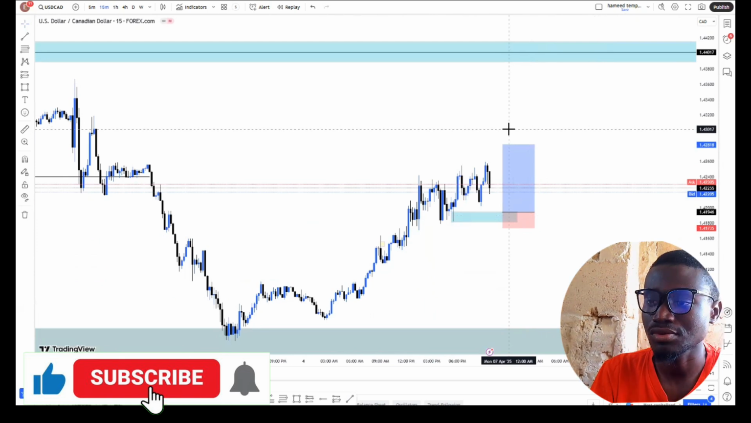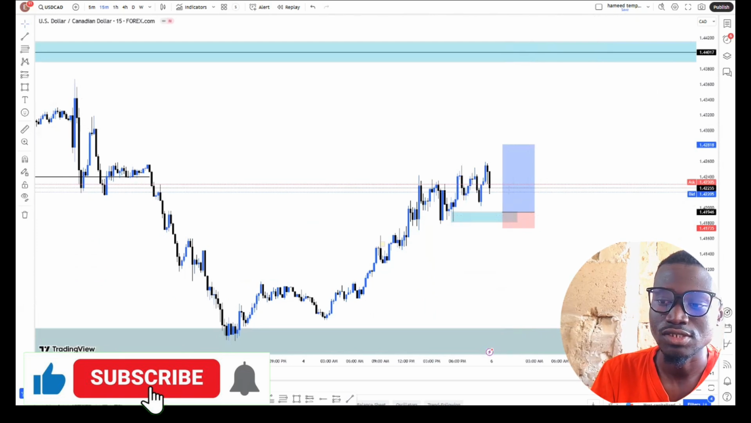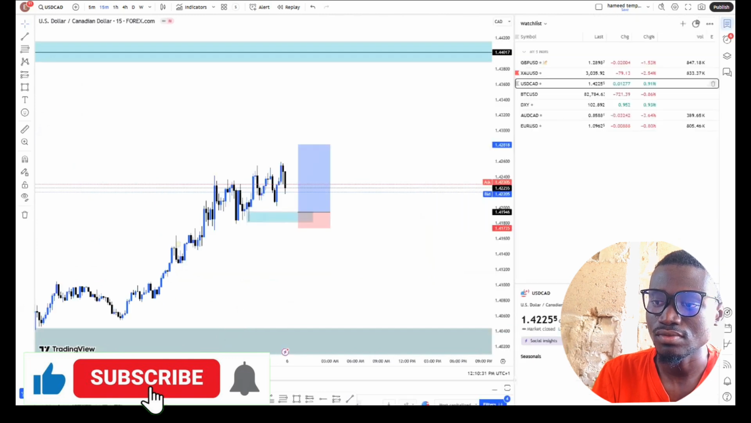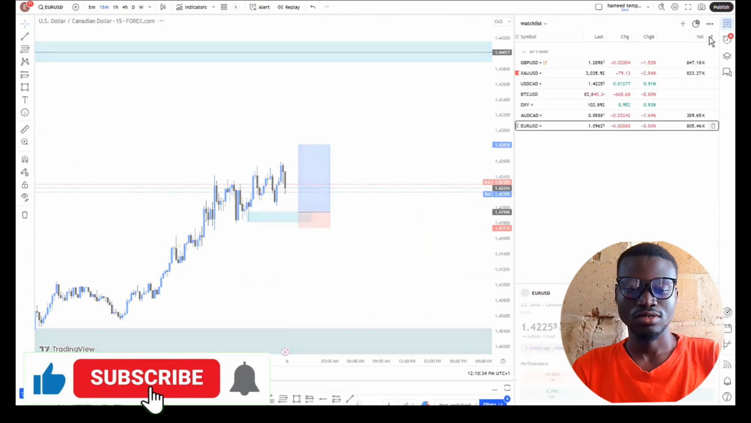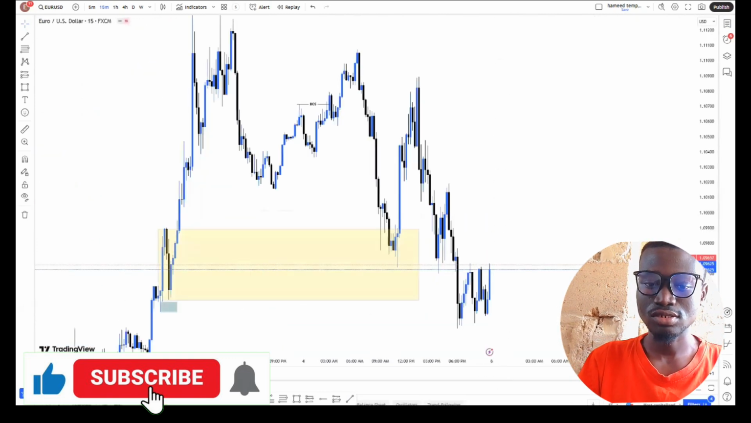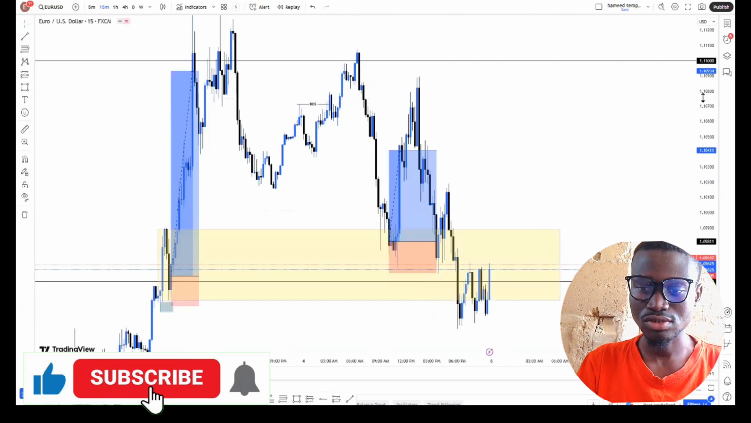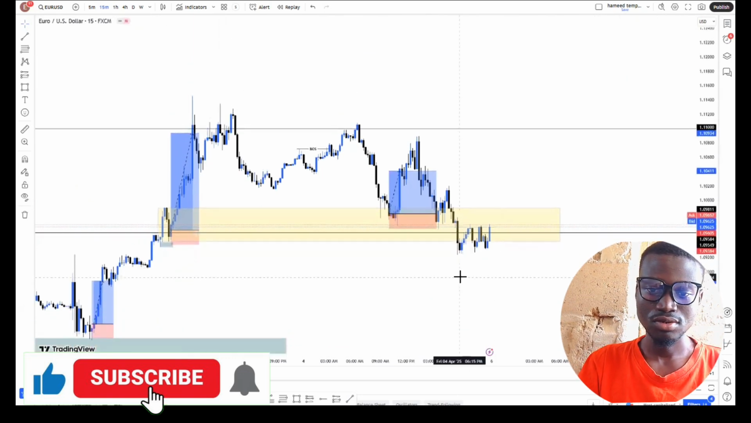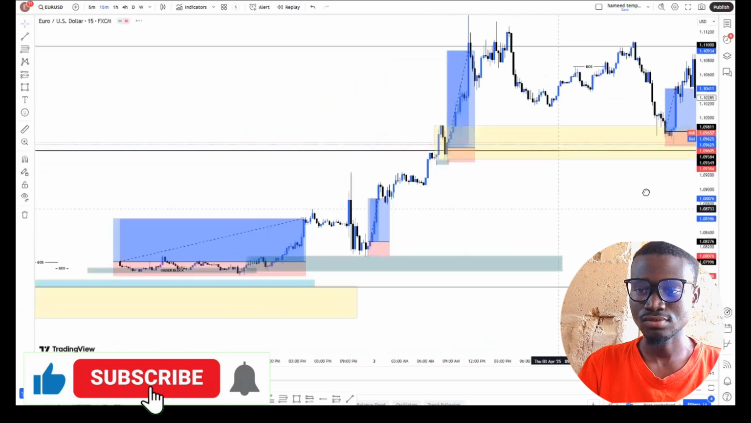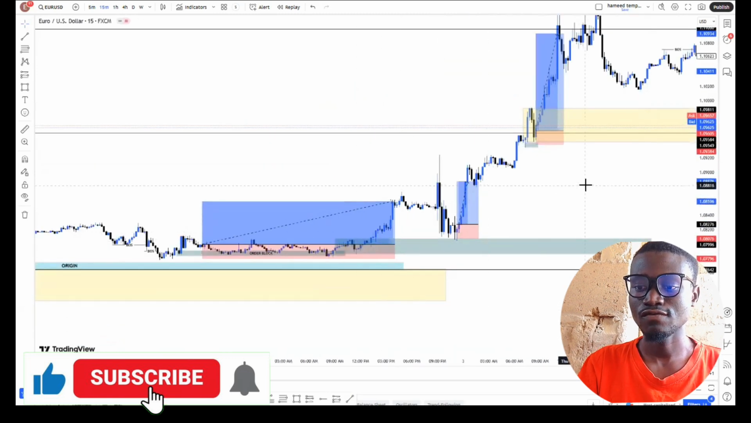Now moving on to the last pair, which is Euro USD. I think I took some trades on Euro USD last week as well, and I hit some TP. I hit TP loads. Is it 1, 2, 3, and 4 on Euro.